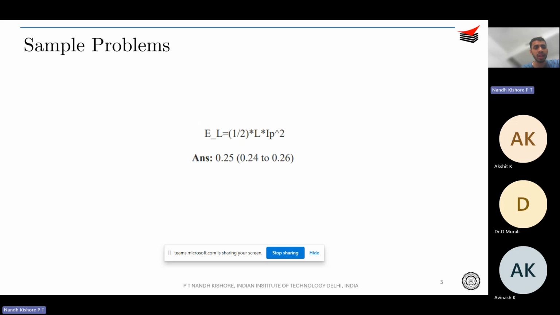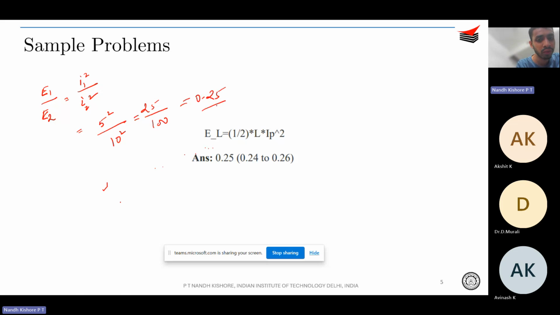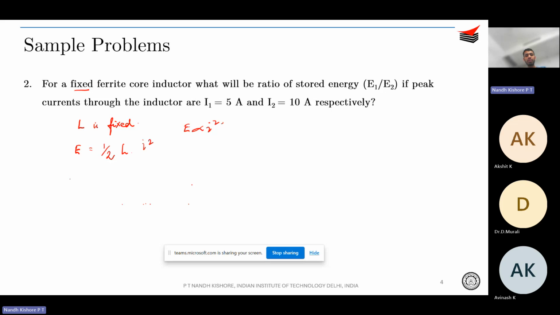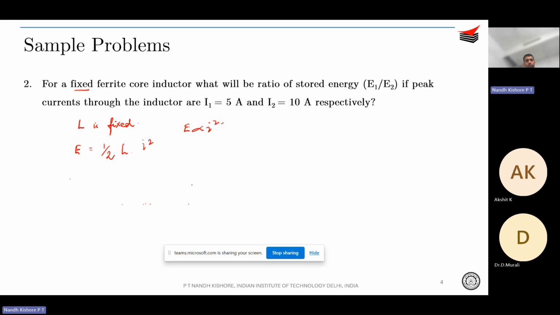So E1 by E2, as you can understand from this slide, is going to be I1 square by I2 square. I1 is given as 5, so 5 square, and I2 is given as 10, so 10 square. So 5 square is 25 and 10 square is 100. Therefore, you get the ratio being 0.25. Again, it's a pretty simple problem. The ratio of the stored energy E1 by E2 is asked, and you know I1 and I2. Therefore, E is proportional to I square, since E is equal to half L I square.